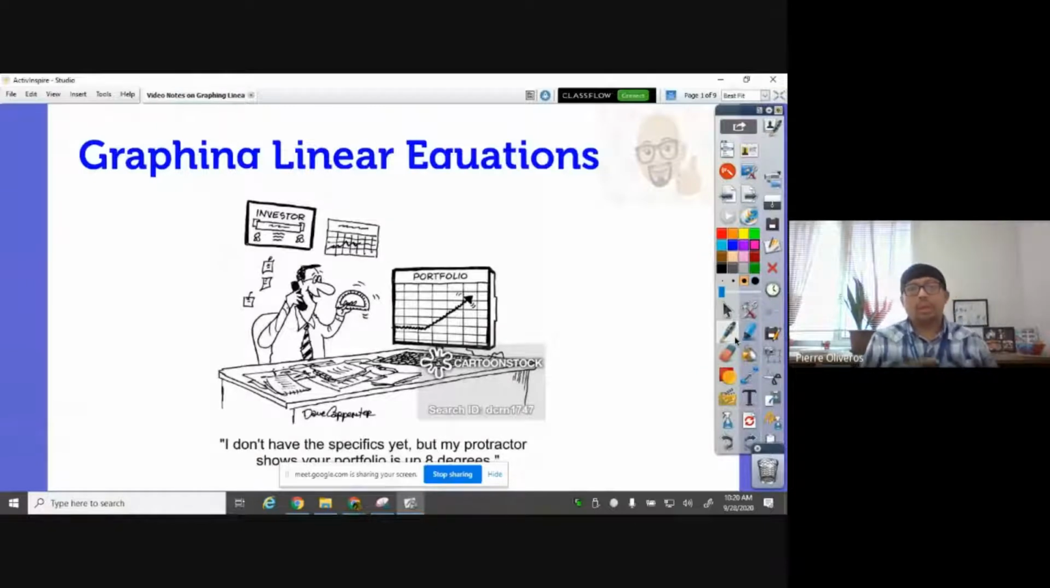What's up, Mr. O here, and today we're gonna try to learn how to graph linear equations, or how to draw the line based on the slope intercept form or the equation given. We will mainly use slope intercept form. When we say slope intercept form, it's y equals mx plus b, and we're gonna learn the characteristics and components of the slope intercept form. Okay, so let's go ahead now.